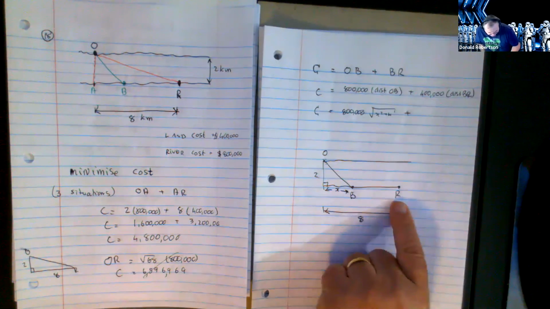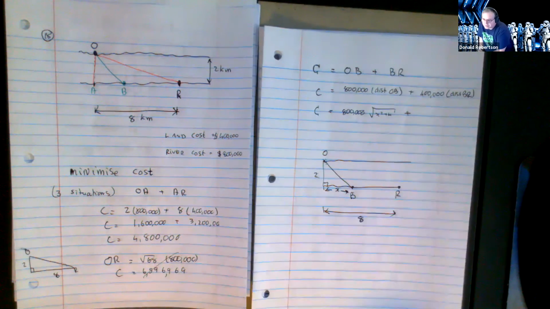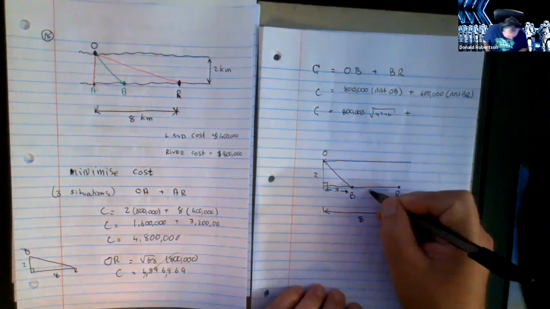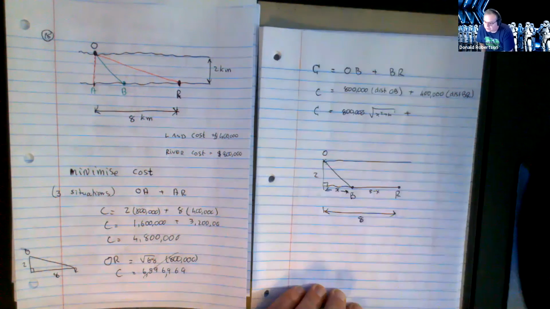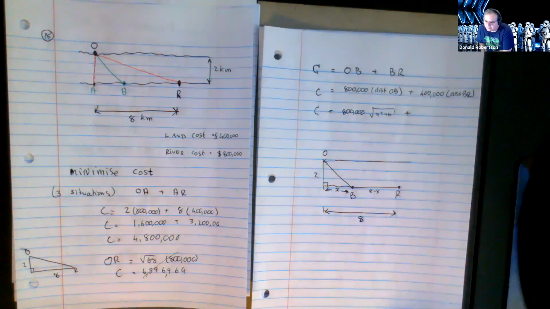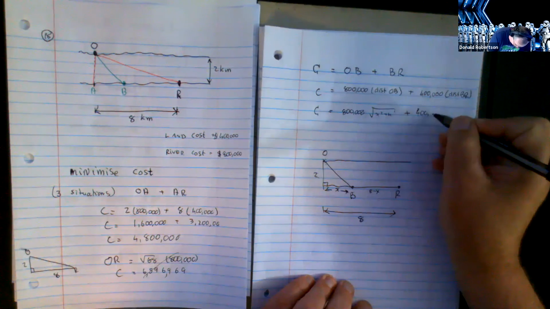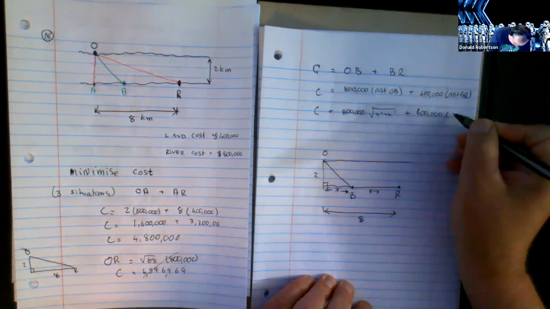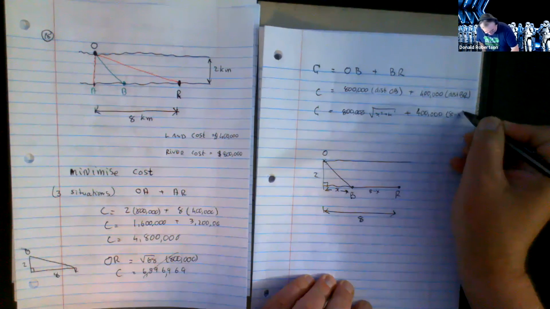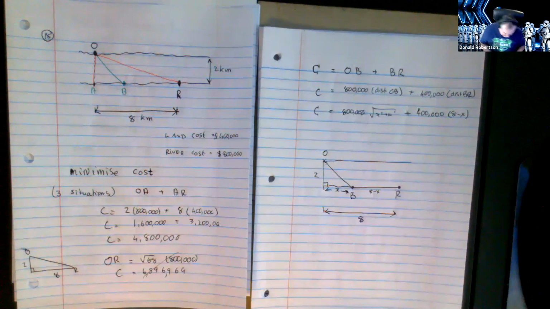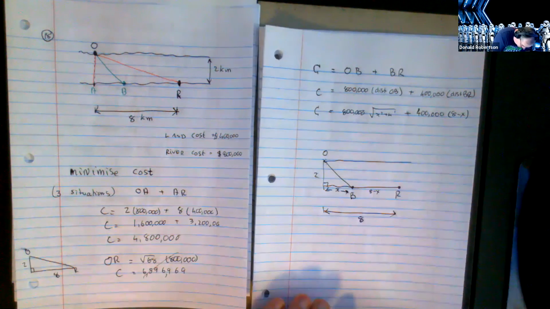What's the distance from B to R in terms of x? 8 minus x. Right. It is very, very similar, isn't it, to the river crossing one? I know that the story is different, but the math is looking very similar. In this case, it's going to be 400,000 times 8 take away x. So here is our cost function. That's step one done.